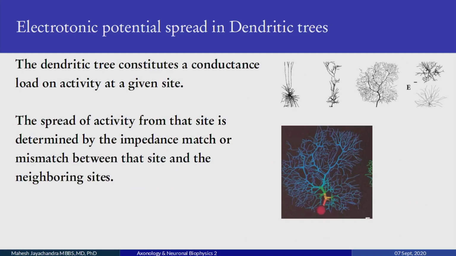Okay, so with all these facts, how does current spread in a dendritic tree? The dendritic tree constitutes conductance, loads, and activity, and these are the different kinds of dendritic trees. It's literally like the different trees in a forest. The spread of activity from one site is determined by the impedance match or mismatch between that site and a neighboring site. This is electrical theory. Consider your speakers. Your speakers have a particular impedance. Now, if you use the wrong impedance, the output will be distorted or less.